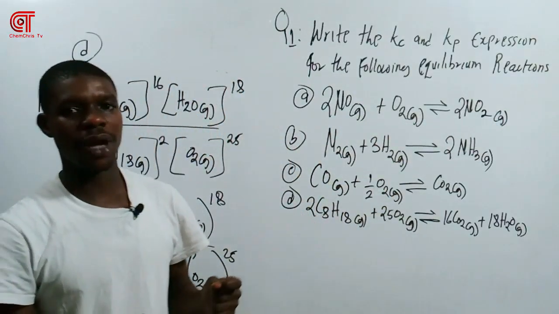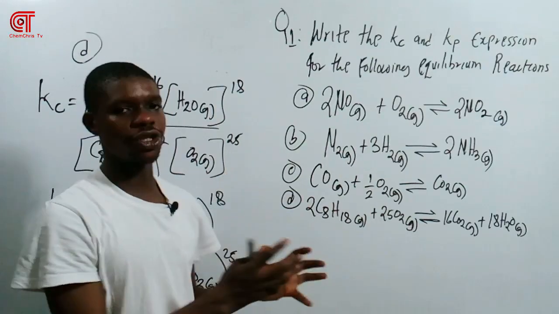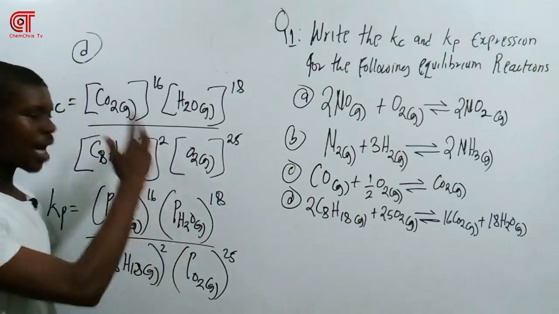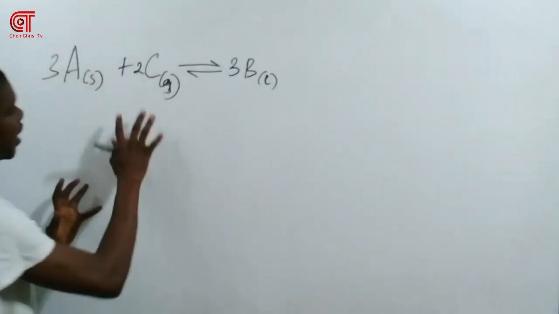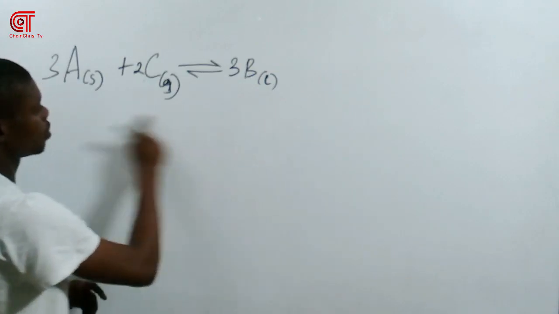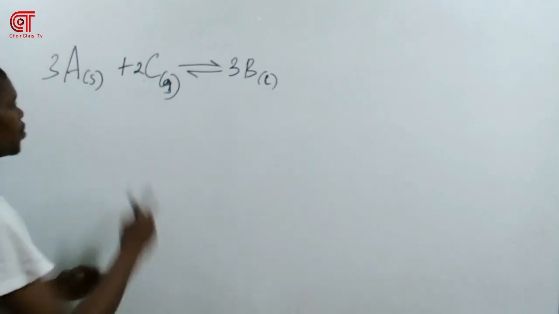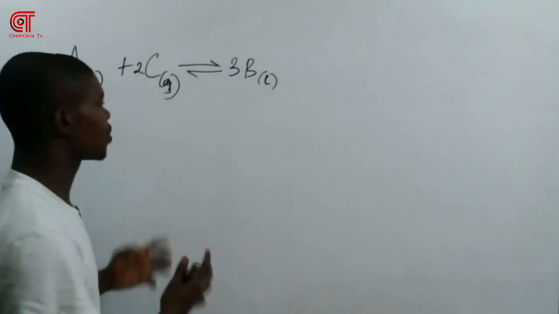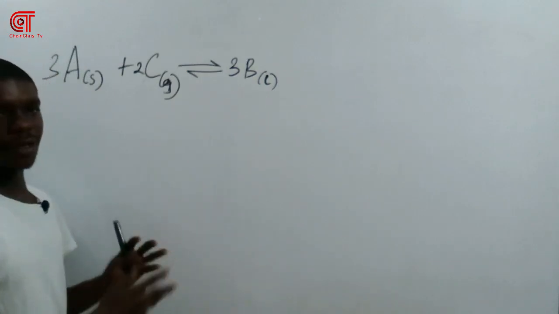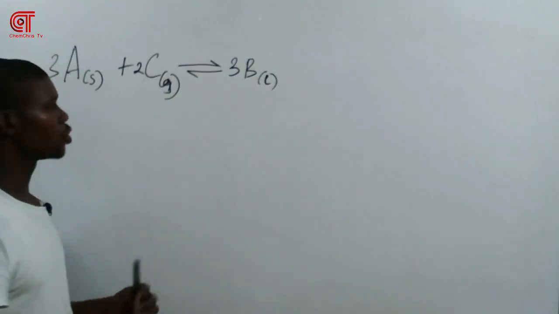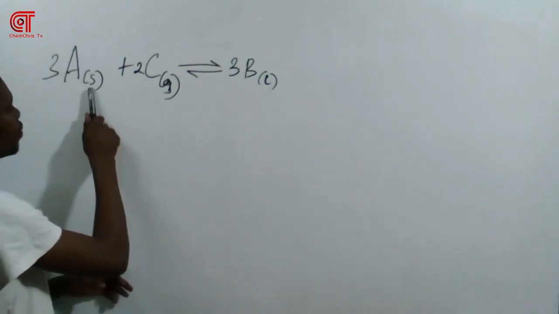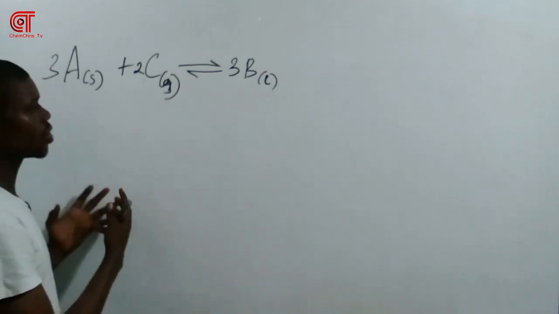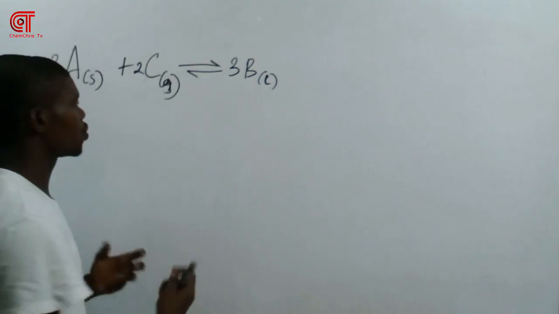What about if we have a heterogeneous reaction, that is, they are not in the same phase? How are you going to write that? That is what we are going to look at next. I believe you got all this one here. So now let's look at a reaction that has different states. This reaction has solid, gas, and liquid. So how are we going to write the Kp and Kc expression for this reaction here? Now, when I take the equilibrium constant expression, you don't use the solid and liquid. You only use the gases, because their concentration is always constant. You get? So you ignore them.